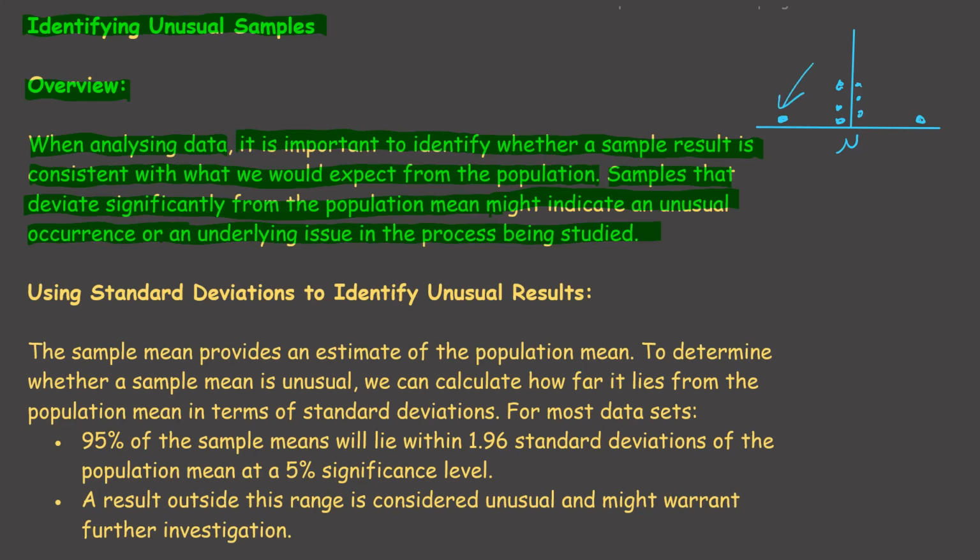So this can happen just due to variation in sampling and may not indicate an unusual occurrence or an underlying issue. But nevertheless, if you were in quality control and you got this situation, you might want to study further in case it was caused by an unusual occurrence or an underlying issue.